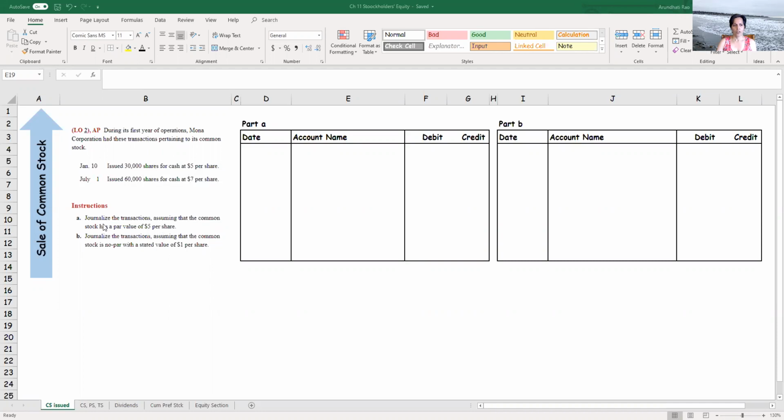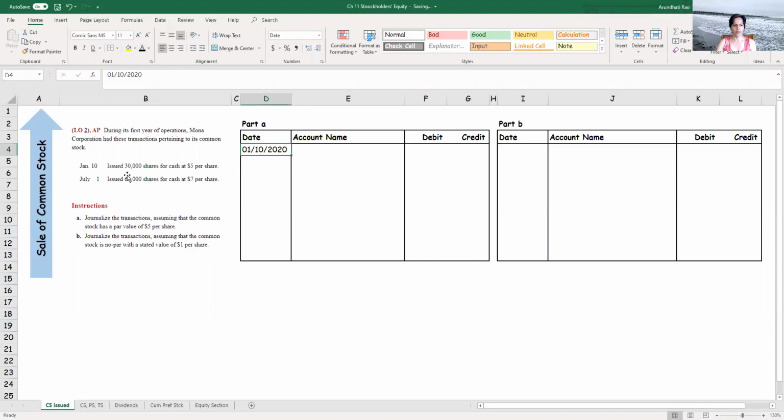First one, to journalize assuming that the common shares have a par value of $5. In part B, they're telling us assume that the common share has no par value, but a stated value of $1 per share. So let's start with part A, in which I'm going to write my date for the journal entry, which is January 10th, 2020.